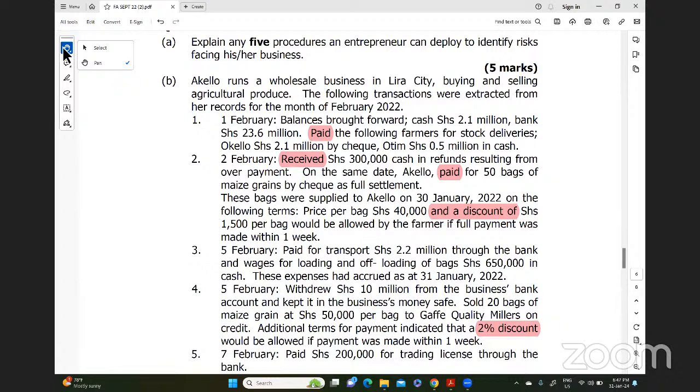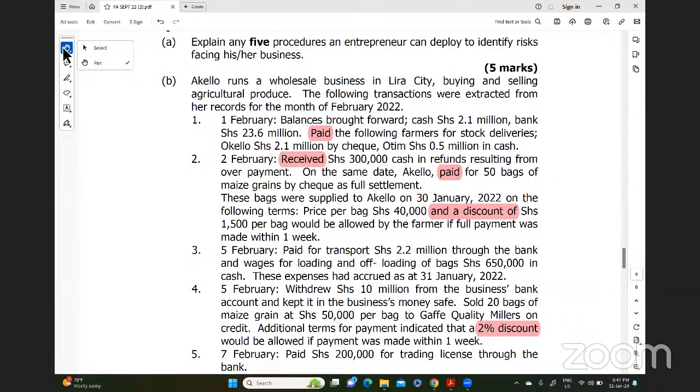On the following terms. The price per bag was 41,000 per bag. And a discount of shillings 1,500 per bag would be allowed by the farmer if full payment was made within 1 week. So we need to make an assessment.